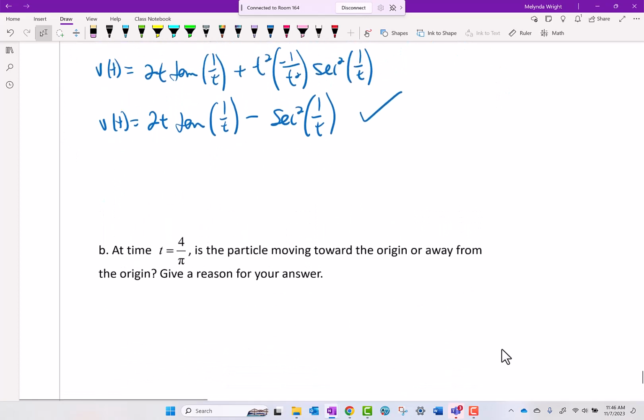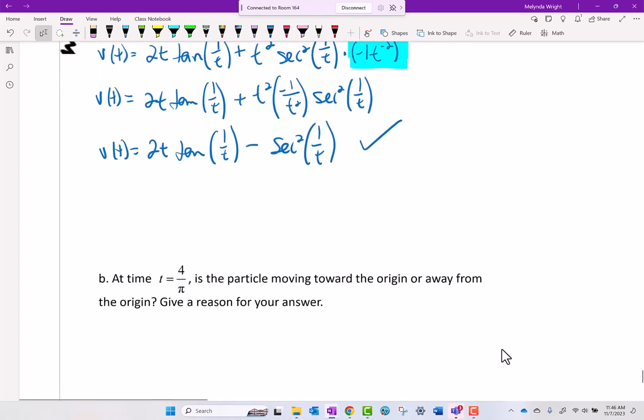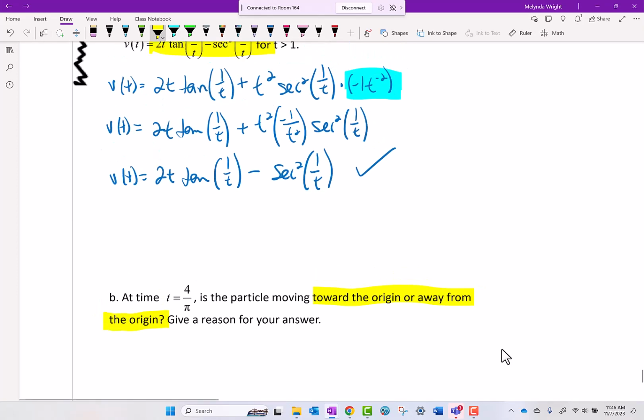At time t equals 4 over pi, is the particle moving toward the origin or away from the origin? Toward the origin or away from the origin? Let's highlight that. Are we going toward the origin or away? So let's look at what's happening.